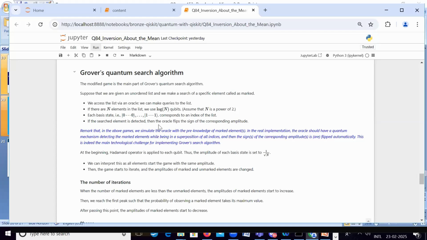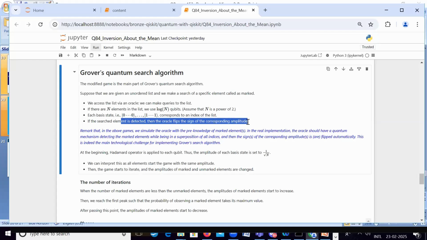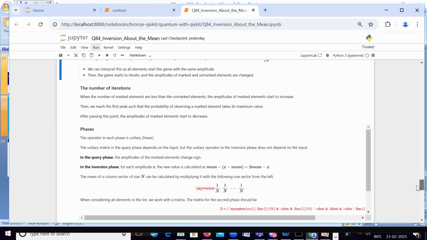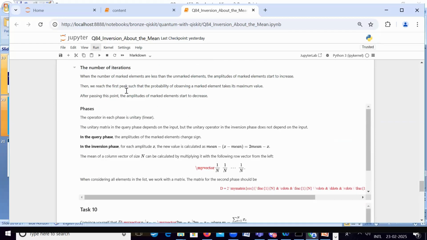If a search element is detected, then the oracle flips the sign of the corresponding amplitude. The main function is this one. The function of the oracle is to flip the sign of the corresponding amplitude. Amplitude is basically what increases the probability of finding a searched element here, and the sign of the amplitude is modified by the oracle function. When the element is detected, then it is flipped. The number of iterations is also crucial.